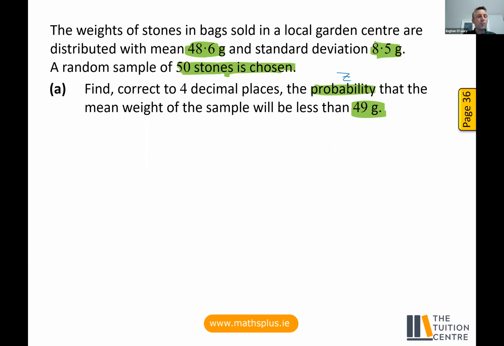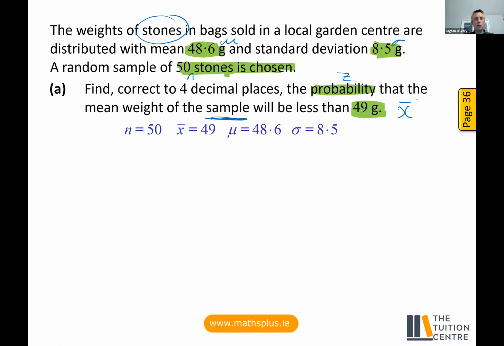So when we're thinking z-score, we can go through this. We're talking about the weights of the stones. They have an average or a mean weight, so mu is 48.6. They have a standard deviation sigma of 8.5 grams. A random sample of 50 stones is chosen, so the 50 is the sample size. Find the probability that the mean weight of the sample will be less than 49. So that's your X bar. So we'd fill all those in.